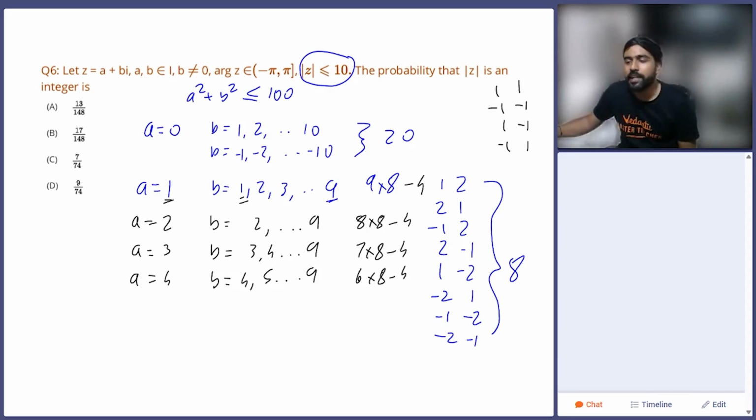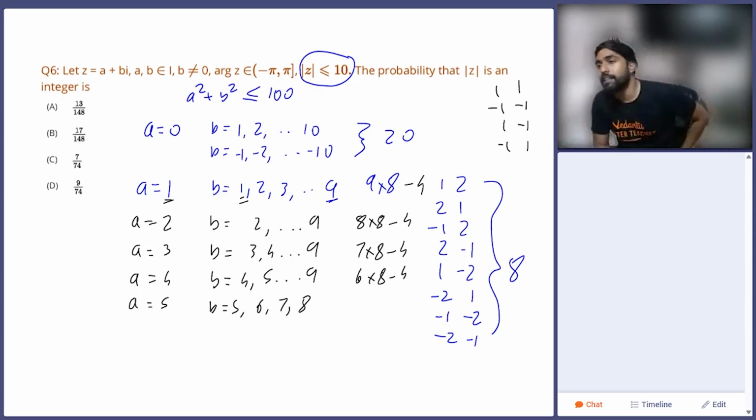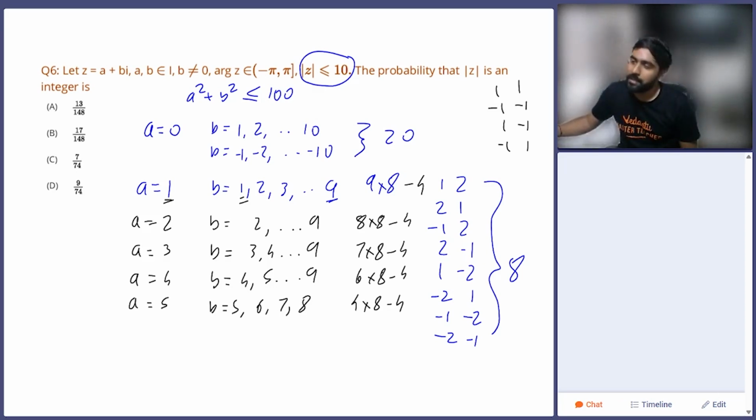So I have 6 into 8 minus 4. Now when you reach A equals 5, you start from B equals 5, 6, 7, 8. You cannot go up to 9 because 81 plus 25 is bigger than 100. So you only have 4 options over here. Therefore, 4 into 8 minus 4.